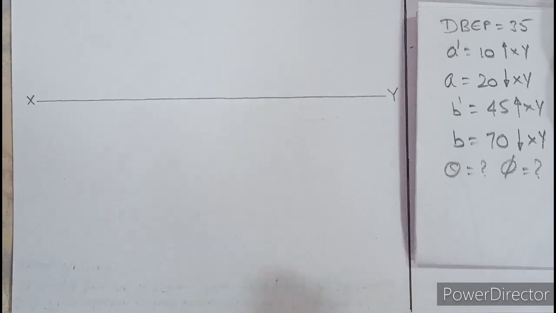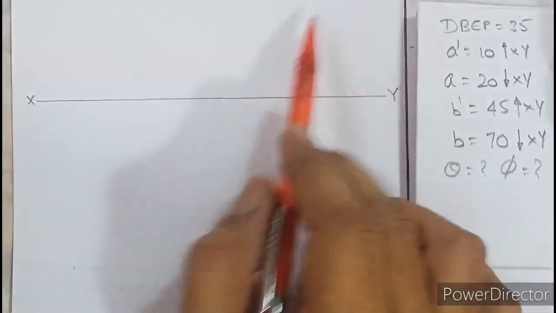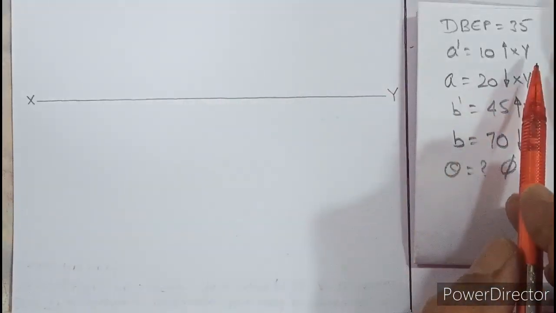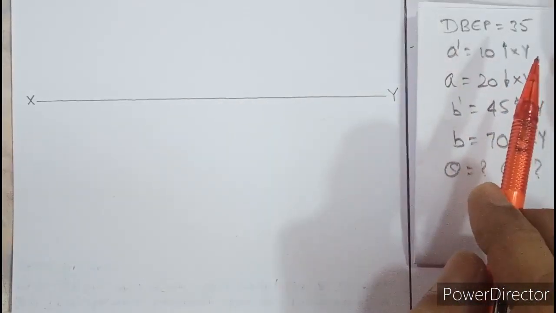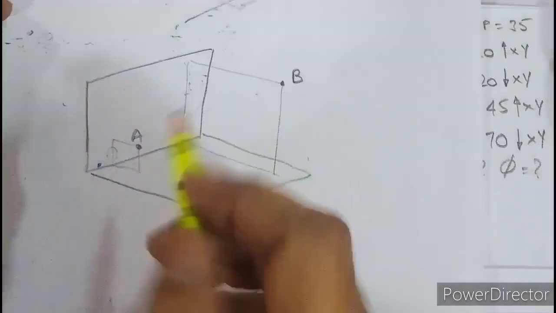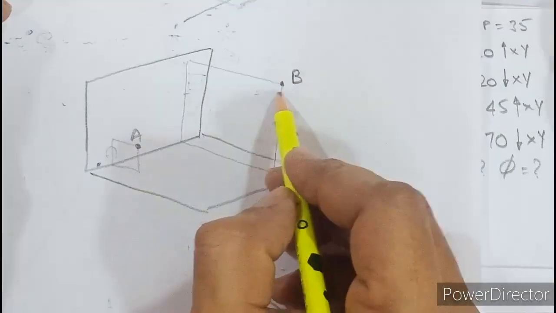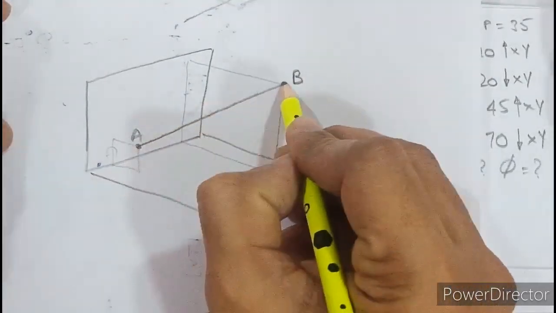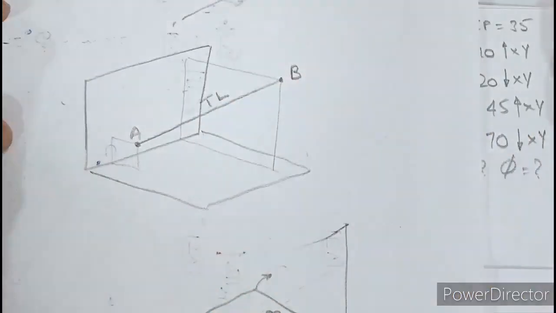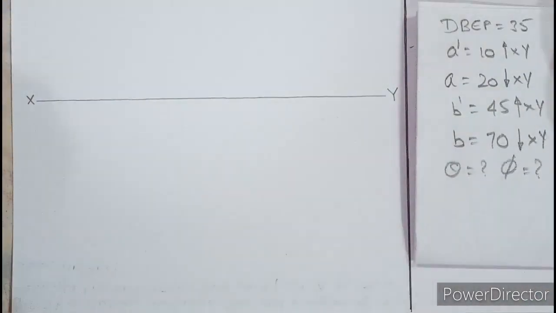The next thing you should remember is anything above XY. Up till now, all of you understood that the line is in the first quadrant, isn't it? The position of A is given in front and above, B is also in front and above. It means A and B both are in the first quadrant, and if we join A with B, this is the true length of the line. So it is understood that the line is in the first quadrant. First, draw a medium dark XY line.